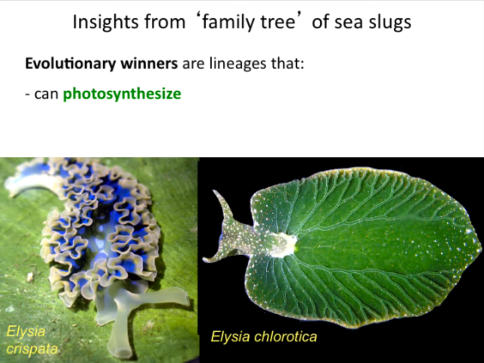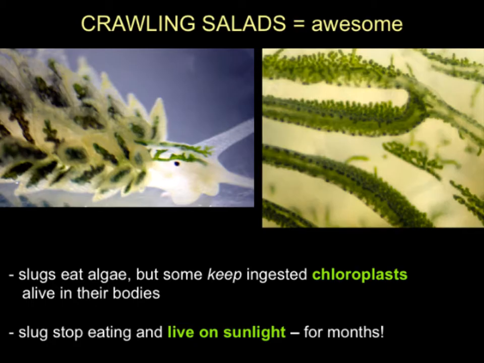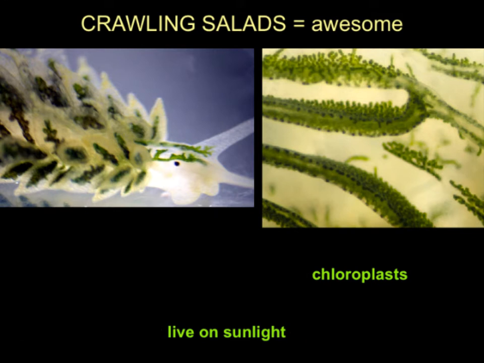So some slugs eat seaweed, and instead of digesting it, their stomachs pick out the chloroplasts that do photosynthesis and keep them alive inside their bodies. So they become a fusion of plant and animal, and they can actually stop eating and just live on sunlight for months at a time. So think of the savings on your grocery bills if you just had to eat 1 salad a month and then sundaes. And so that fuels their success. So that's a reason you might care. It's just kind of cool and awesome.